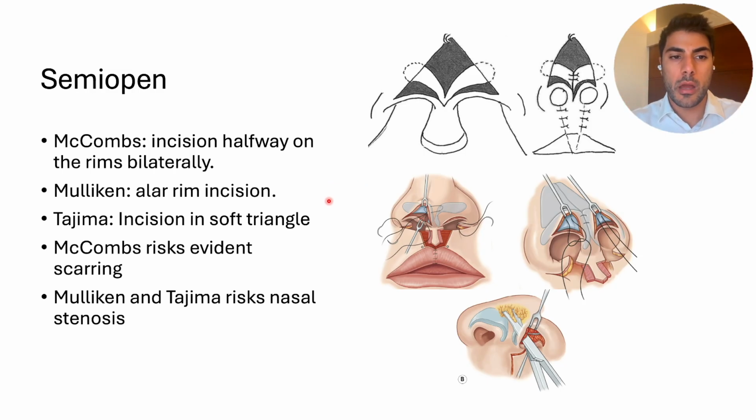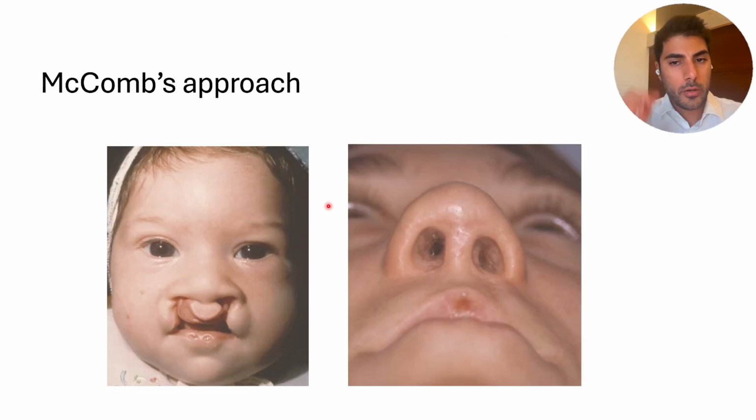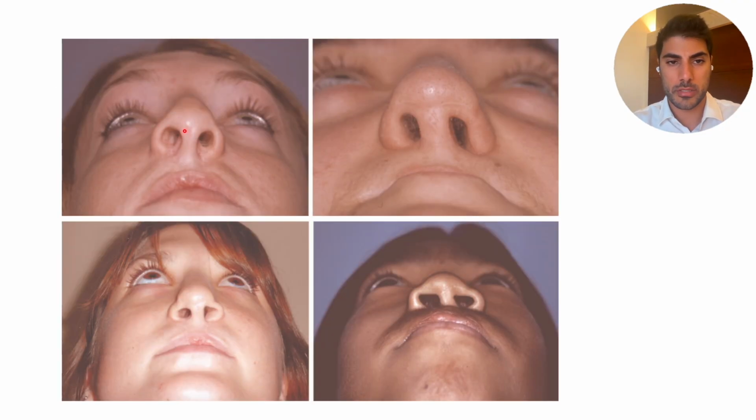Mulliken also described his alar rim incision. Tajima described an incision in the soft triangle, but honestly, all of these incisions have consequences that a surgeon should be aware of, weighing the benefits of these incisions versus the consequence of the scarring later on and the stenosis that they might cause. With McComb's approach, we can see this is the scar that it will cause. These are examples of the scars by McComb's.